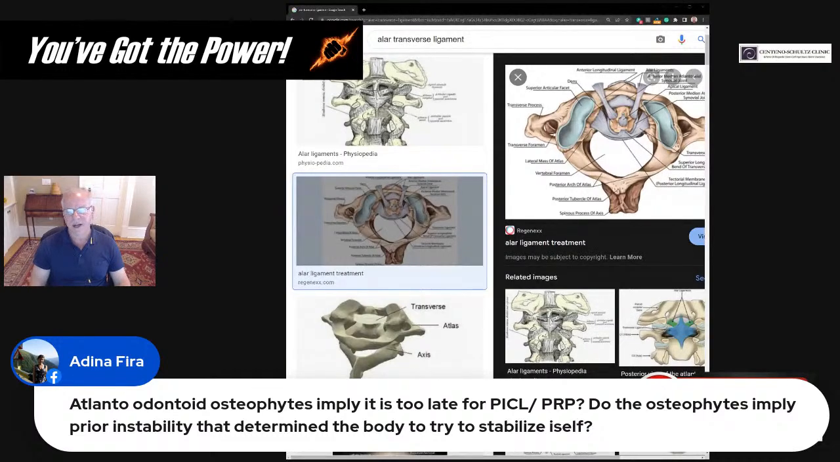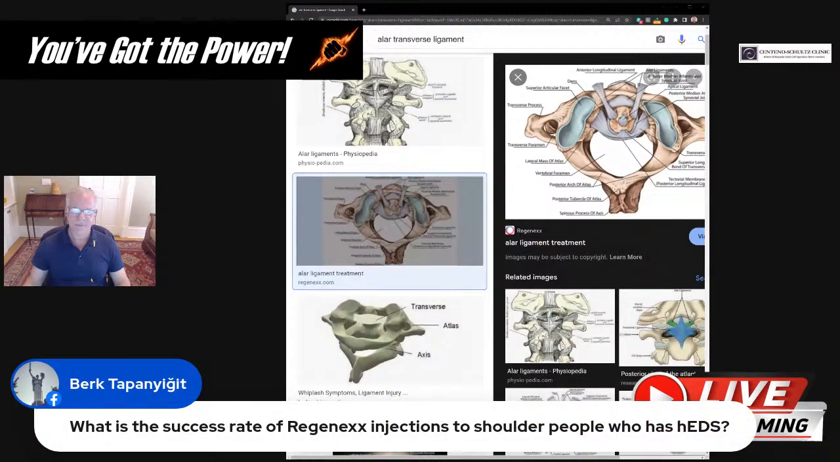Adina, atlantoaxial osteophytes imply it's too late for PICL PRP. Do the osteophytes imply prior instability and determine the outcome? Yeah, Adina, so I think number one, it doesn't have to mean that it's too late for PICL, but certainly it does imply that the body is trying to stabilize that area and used bone to do that, and that's not uncommon, especially in older patients.